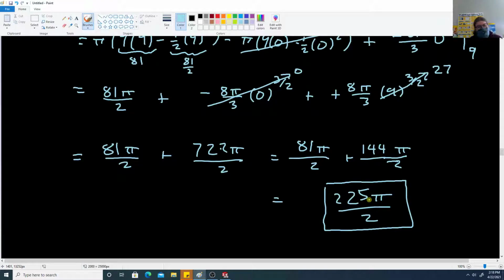And that basically wraps the section up. So this is where you revolve using the washer method. So we'll stop there.